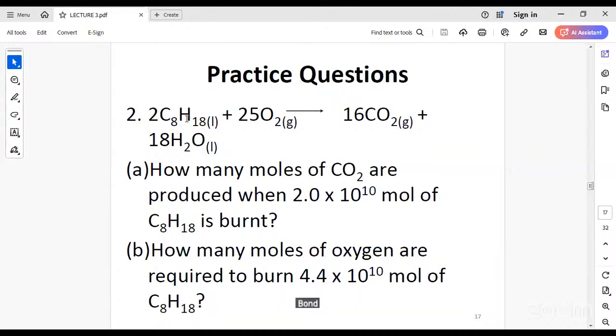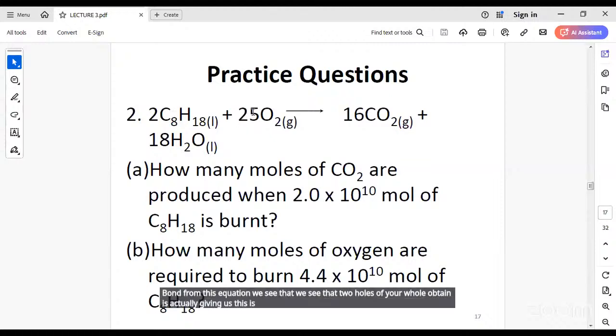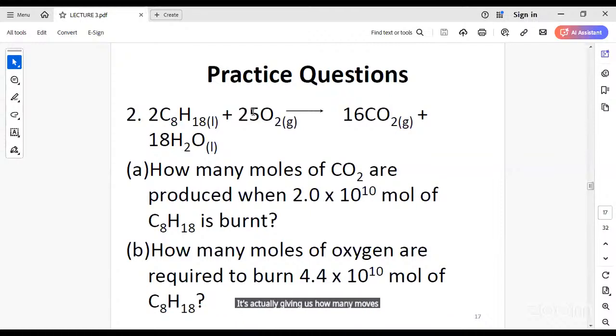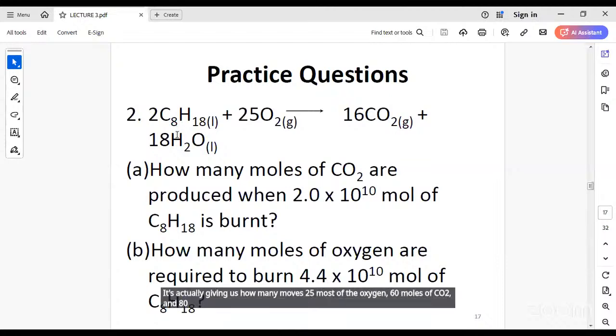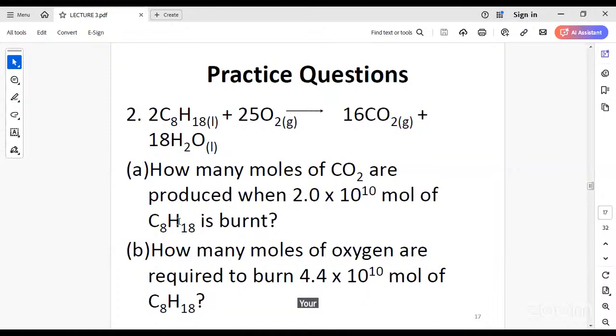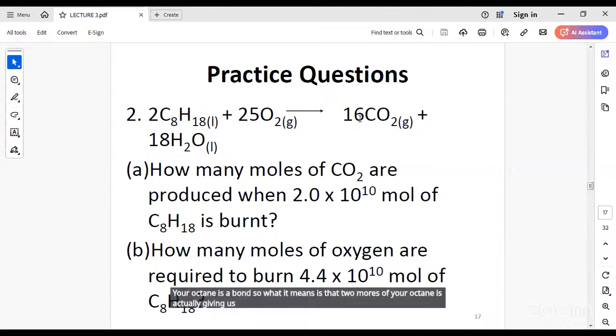From this equation, we see that 2 moles of your octane is actually giving us 25 moles of oxygen, 16 moles of CO2, and 18 moles of water. Now they're asking how many moles of CO2 are produced when 2.0 times 10 raised to the power 10 mole of your octane is burnt. So what it means is that 2 moles of your octane is actually giving us 16 moles of your CO2.